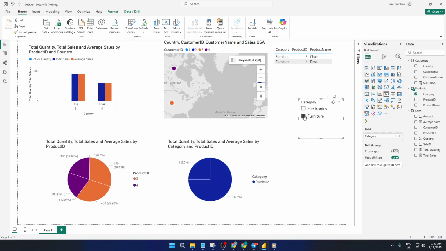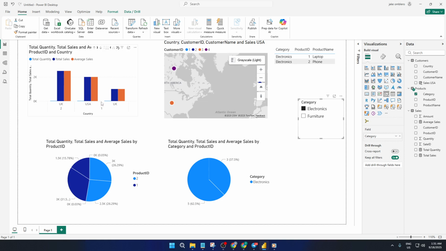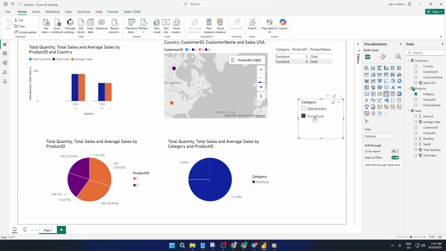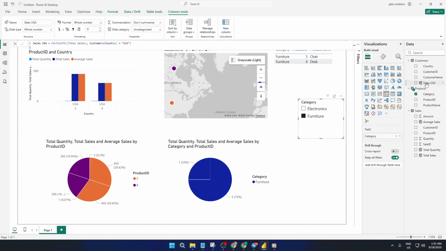Then take a look at any DAX logic. This is especially key for more advanced reports. Measures and calculated columns are where you'll find customized logic. If you see a DAX formula like CALCULATE(total sales, customers country equals USA), that means you're looking at sales only for the USA. Take your time with these. Even if it looks intimidating at first, see if you can reason out why it's set up that way.